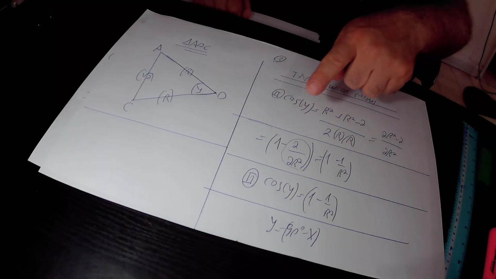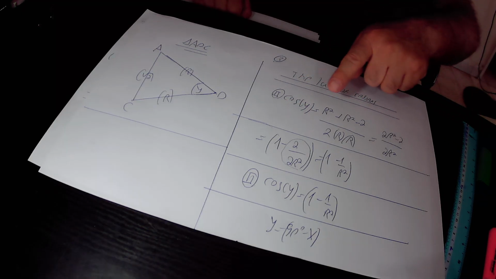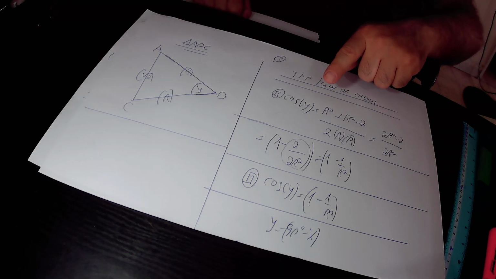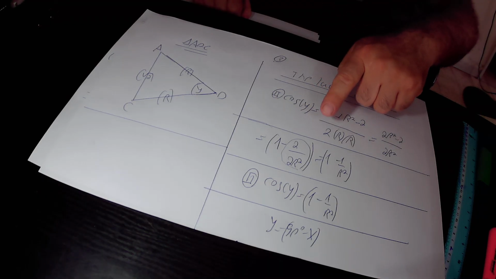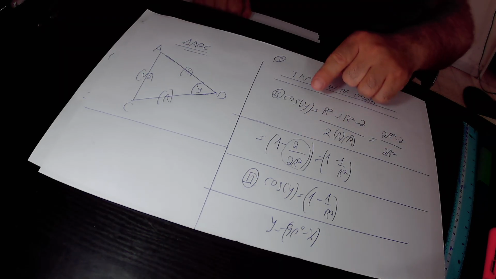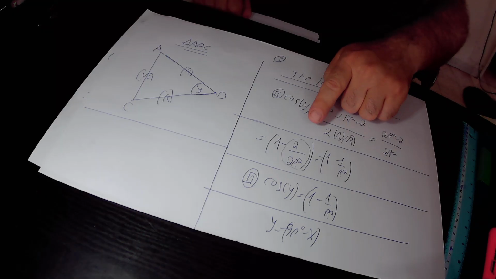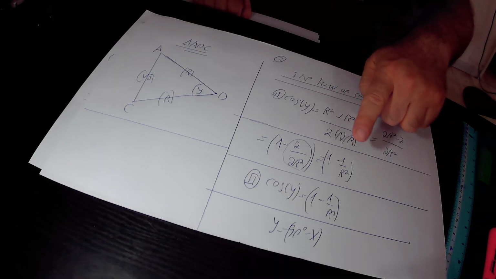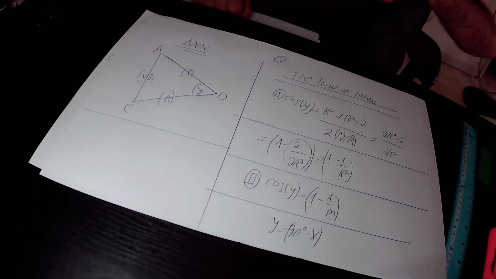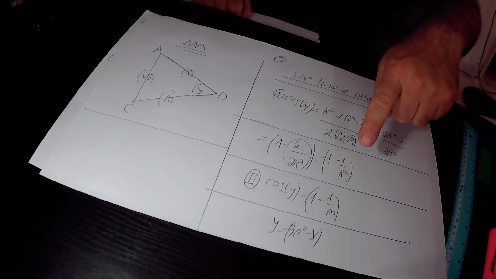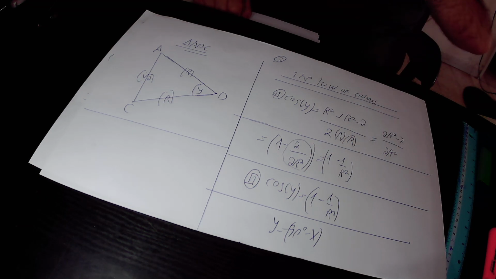2R square over 2R square is 1, and we also have minus 2 over 2R square. So cosine y equals 1 minus 2 over 2R square. Here we divided both the numerator and the denominator of this expression by 2, and we found that cosine y equals 1, and minus 2 over 2 is minus 1, and 2R square over 2 is R square. So in total, according to equation 2, cosine y equals 1 minus 1 over R square.